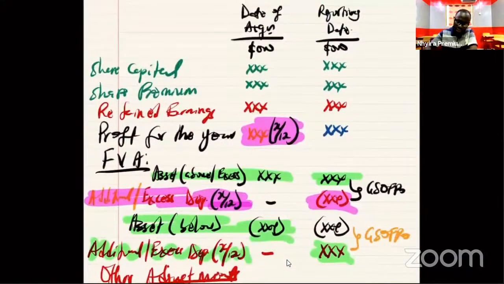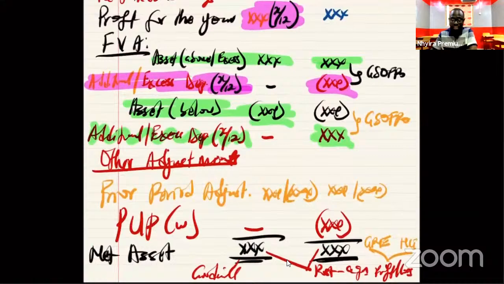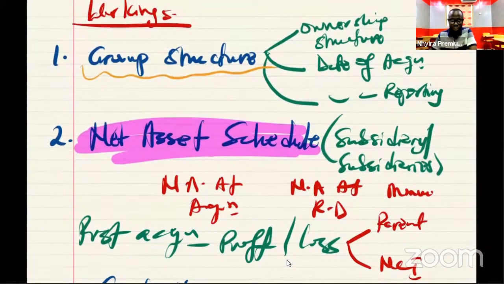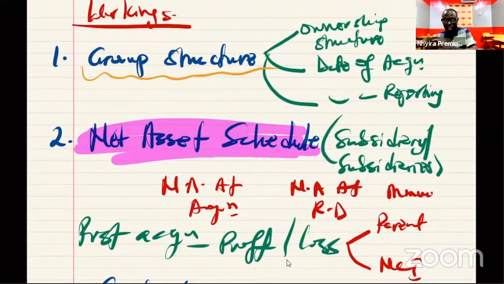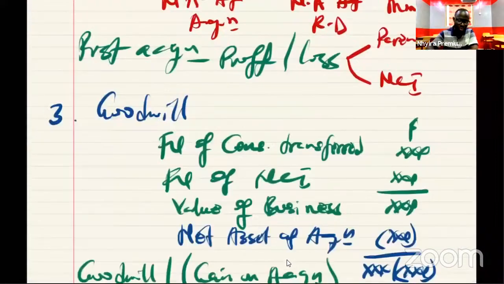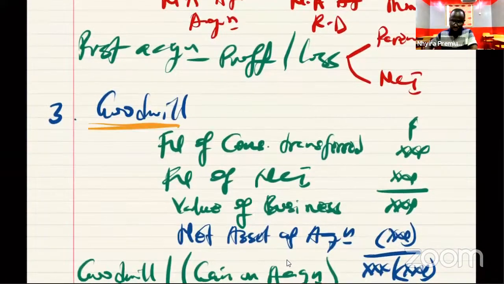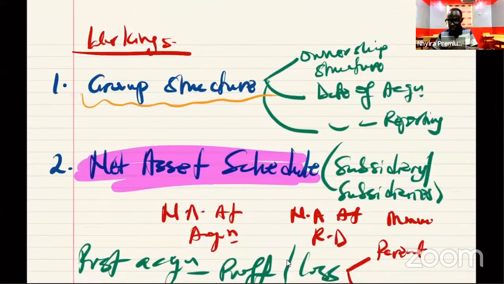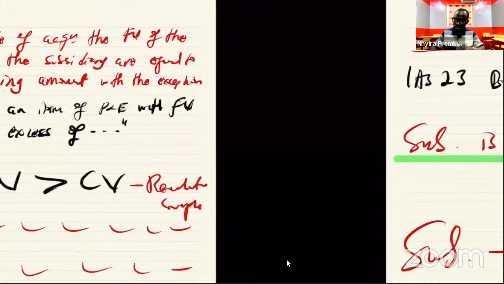So if we go back to our slide, we said group structure. That's the first thing we do. In the group structure, we look at the date of acquisition, the percentage of ownership, determining the non-controlling interest, both in a subsidiary and a sub-subsidiary. Then from there, you go to workings 3, and that is going to be goodwill.